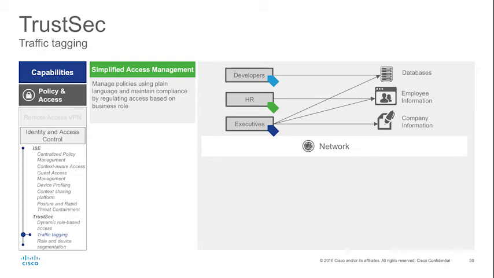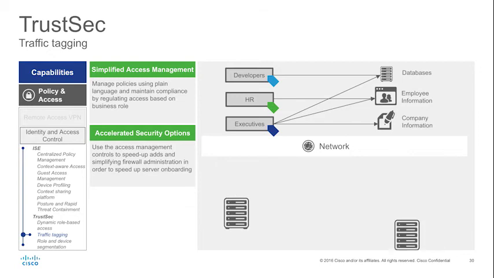While developers need access to developer databases and storage, the HR department needs access to employee documents and legal information. Neither group has any need to access the other's information. Executives and management, however, may need access to all categories. TrustSec tags can be set on the basis of device type, user role, and a variety of other criteria.